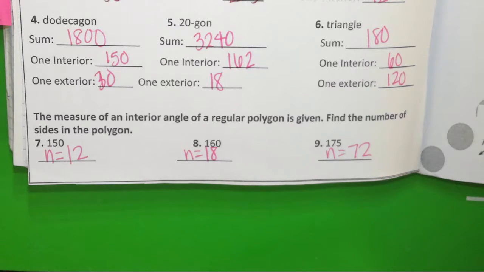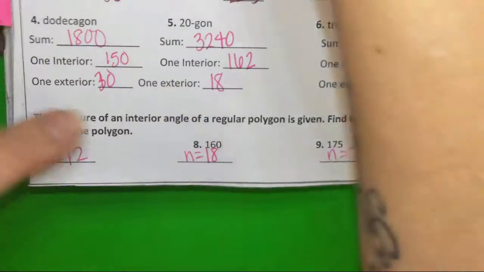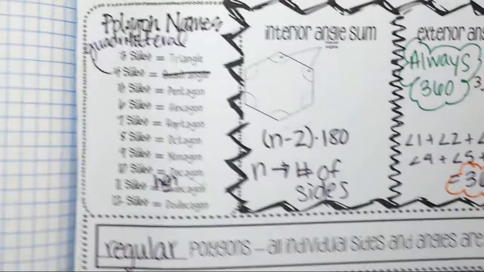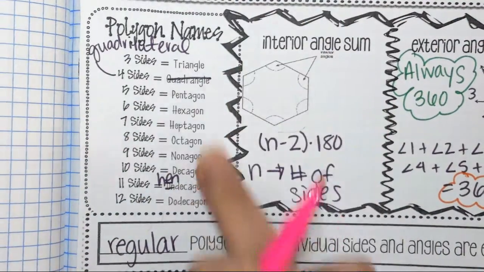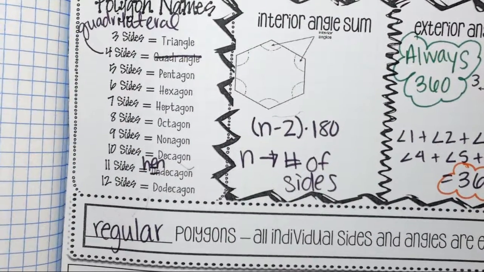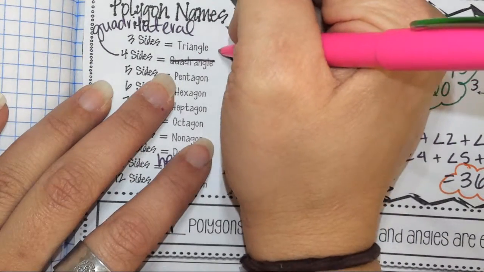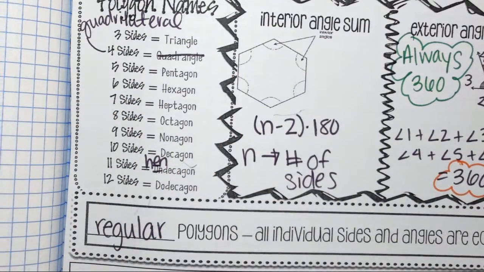Let me think how I want to do this next section. Okay. Go back to this front page right here. What we're going to do is write down the sum of the interior angles for these right here so that we have that chart. Okay? So we're going to do n minus 2 times 180, and we're going to work together to do it.